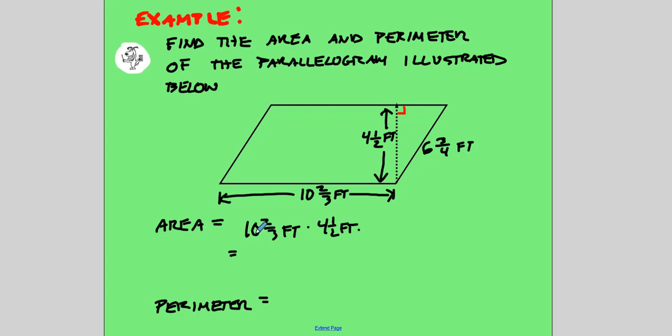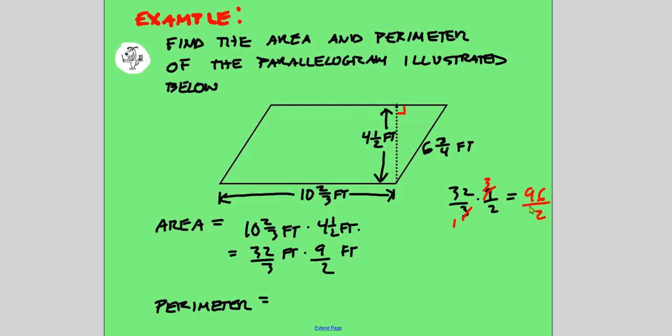So the way I do that is I take 10 times 3 plus 2, that's 32 over 3 feet. And then this is going to be times 4 1/2 feet. Well, 4 times 2 is 8 plus 1 is 9 over 2 feet. So now we take 32 over 3 times 9 over 2. So notice actually I could multiply it, but I could also reduce it first here, because 9/3 reduces to 3 over 1. Well, 32 times 3 is 96. 2 times 1 is 2. I could have reduced this even more before I started.